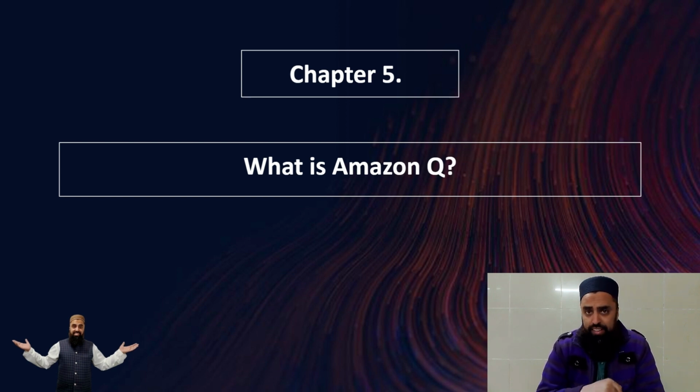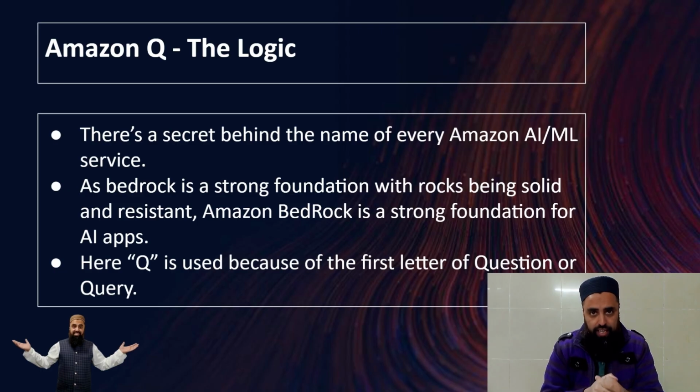So there is a logic behind every AWS service. Like I told you in the previous chapter, there's a logic behind Amazon SageMaker, which is used to build intelligent and wise machine learning models. There is a logic behind Amazon Bedrock. Okay, so there is a little logic behind Amazon Q. There is a secret behind the name of every Amazon AI/ML service. Now, what is the secret behind Amazon Q?